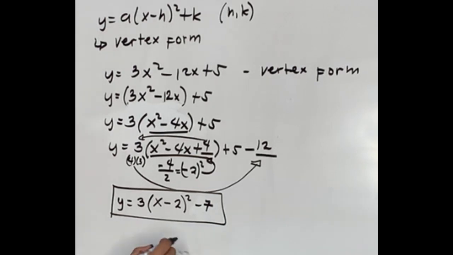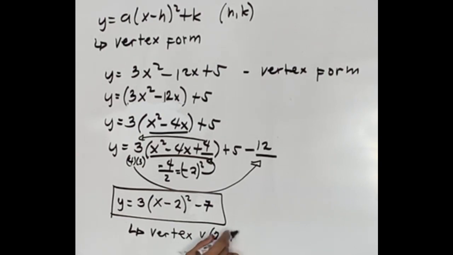In this case, we could identify the vertex of the given quadratic function. The vertex will be h equals 2, and k will be equal to negative 7.